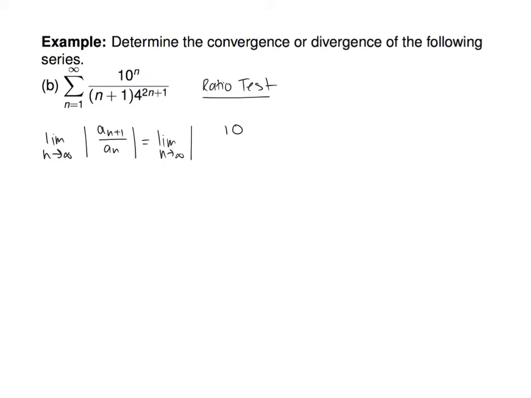Okay, so when we input n plus 1, what do we get? Tell me what you get for this. When you input n plus 1 for the n's, you get 10 to the n plus 1. What does that n plus 1 become? n plus 1 plus 1, which is n plus 2. Lovely. I just didn't want to say that because I could have been wrong. 4 to the 2 times, I'll do this one more slowly, 2 times n plus 1 plus 1. Does that make sense? Okay. And then times n plus 1, 4 to the 2n plus 1 over 10 to the n.